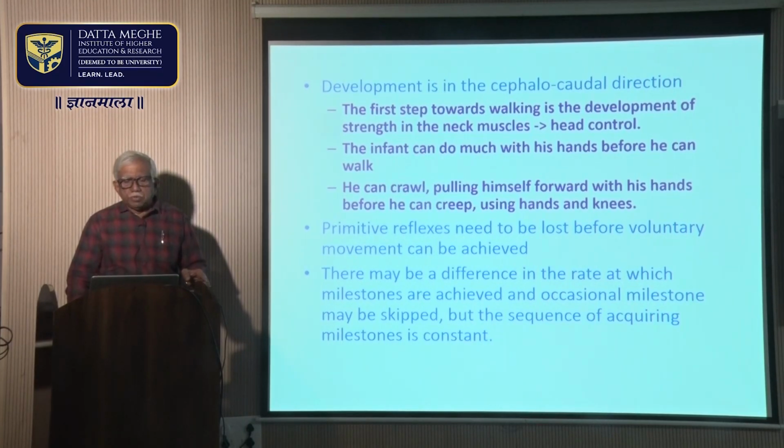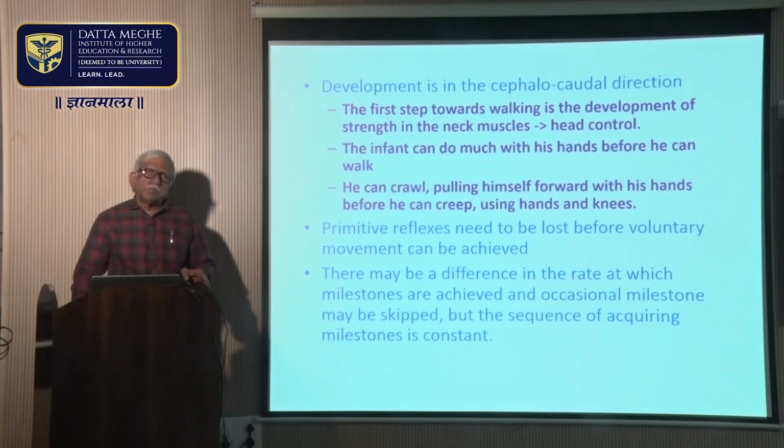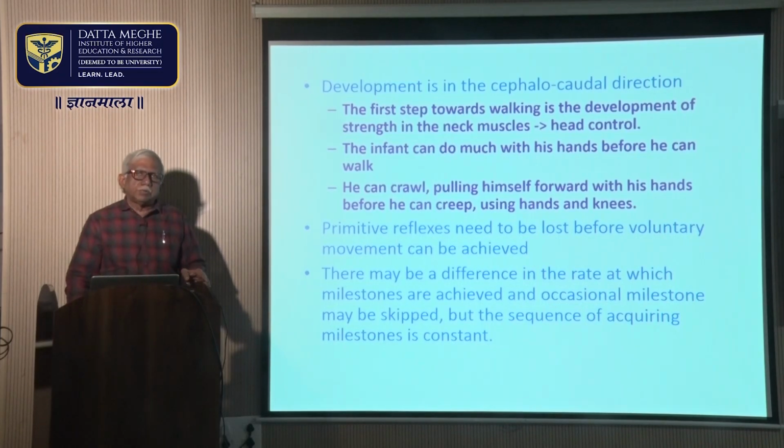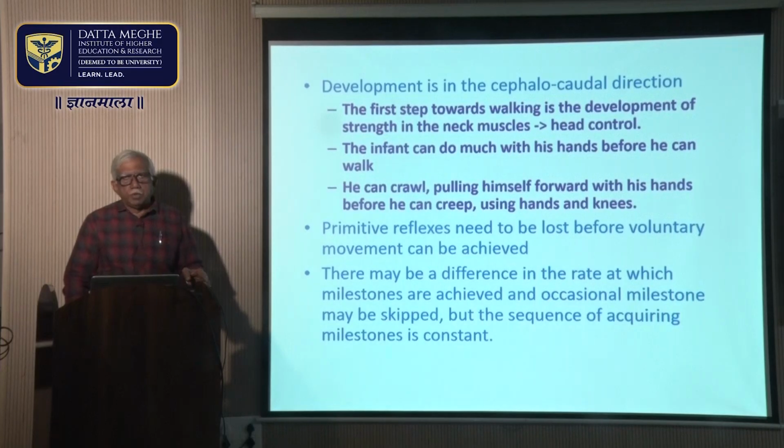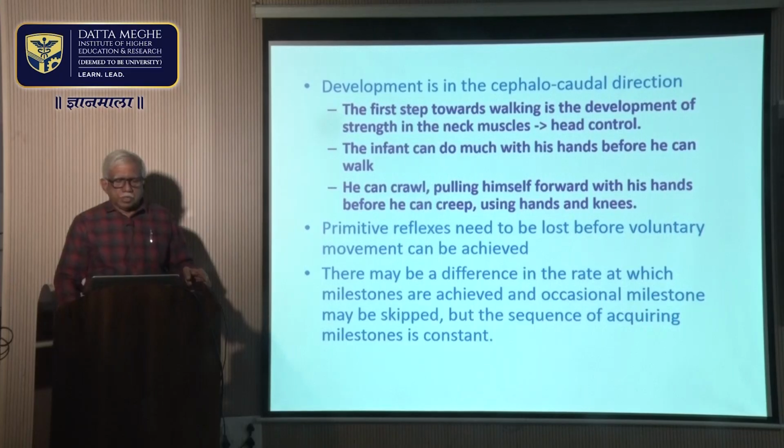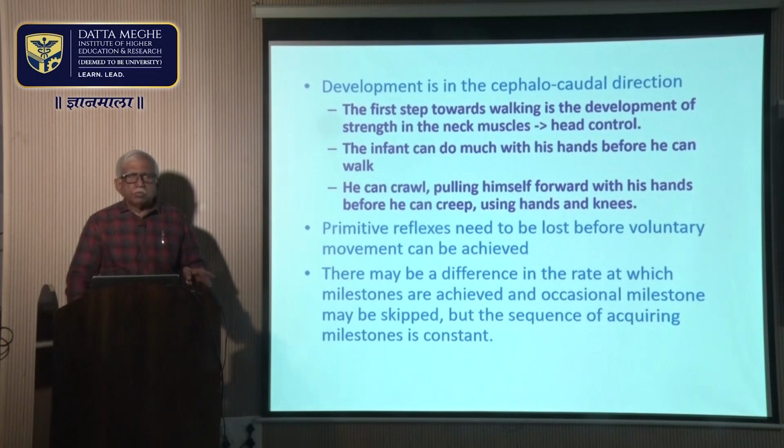The infant can do much with his hands before he can walk. He can crawl, pulling himself forwards with his hands, before he can creep, using the hands and knees. The primitive reflexes with which the child is born in fetal life are to be lost over a period of time, for example in the first 3 to 6 months of life, and are replaced by newer and newer skills. There may be a difference in the rate at which milestones are achieved, and an occasional milestone may be skipped, which I already said, but the sequence of acquiring milestones is always a constant one.